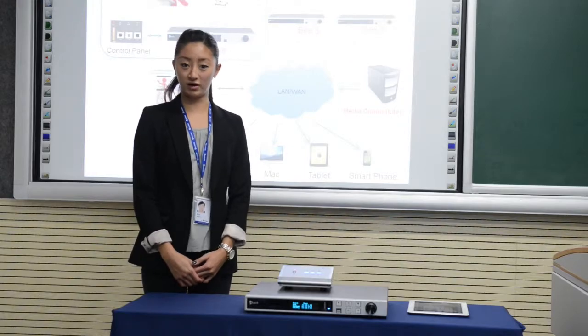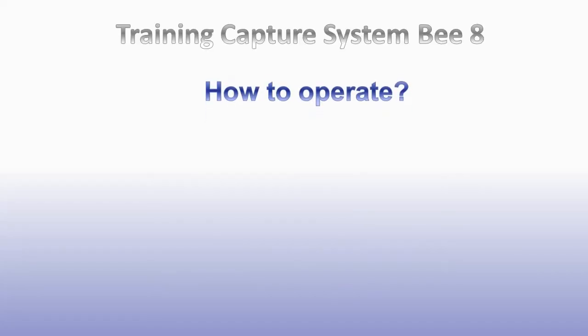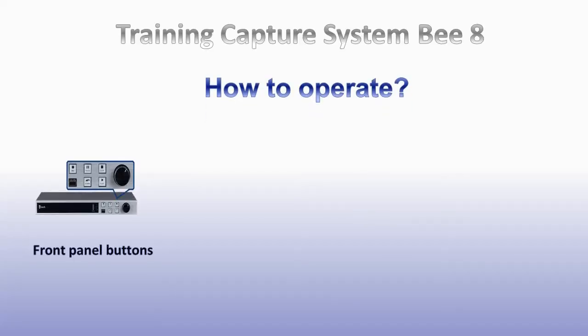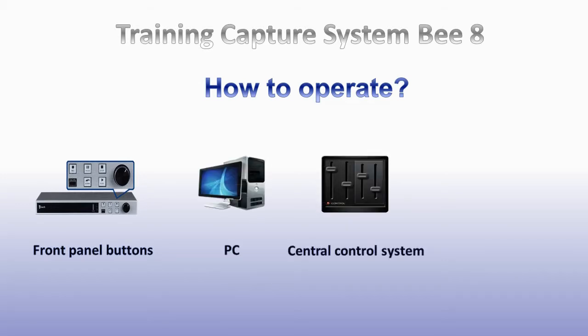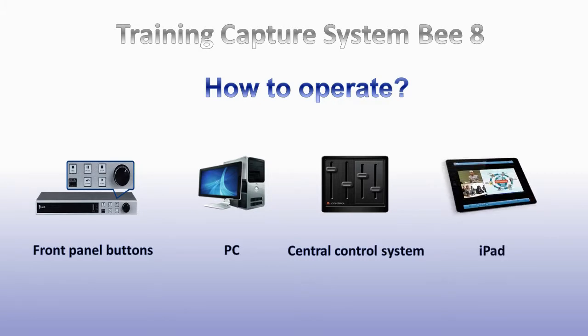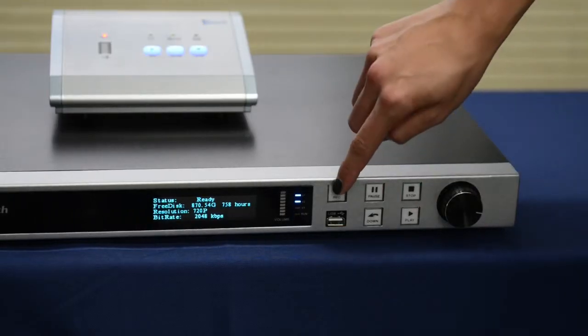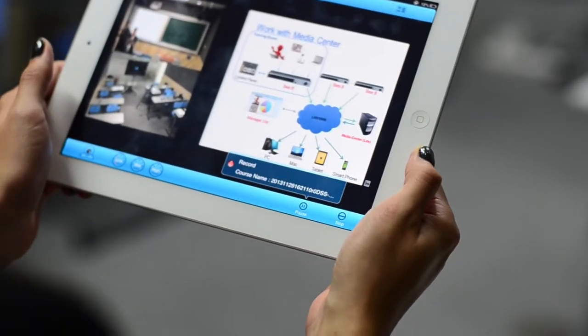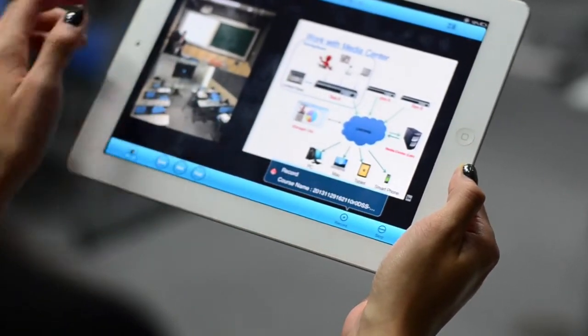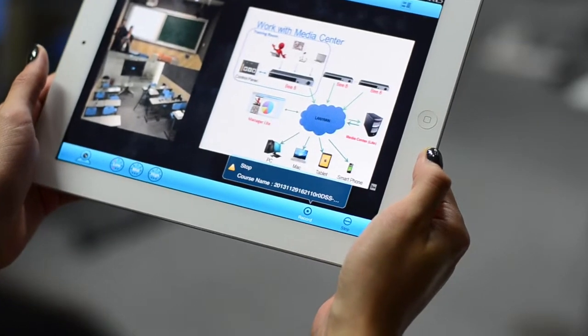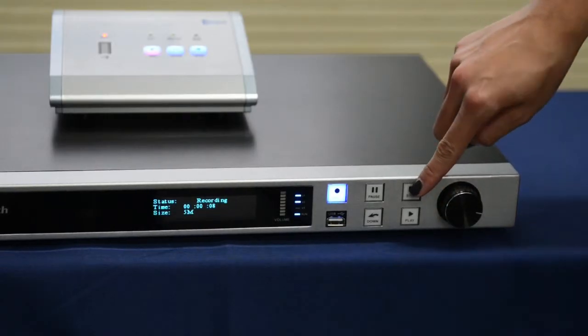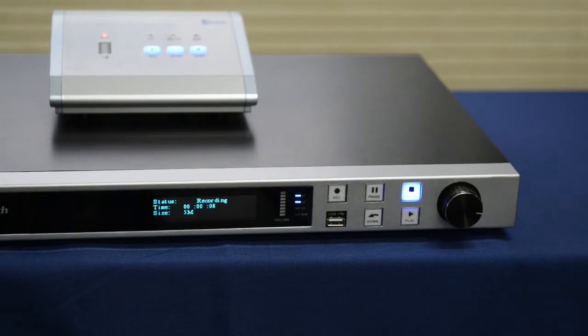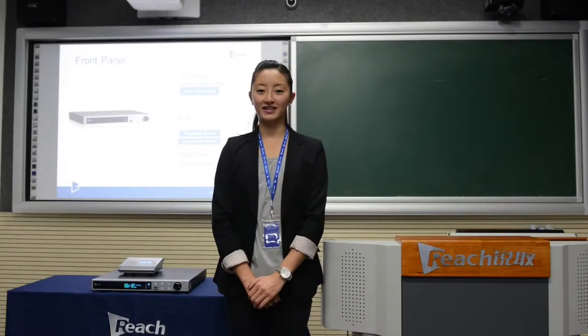So how does the Bee8 work? The Bee8 allows you to start recording in any way you're comfortable with. You can use its front panel buttons, a PC, a central control system, or even your own iPad. All you have to do is press the record button on the front panel or open the Reach app program on your iPad when the training lecture begins. Then you can leave the rest up to the Bee8. After the training session is over, simply press the stop button and enjoy the training video. Yeah, it's really that easy.